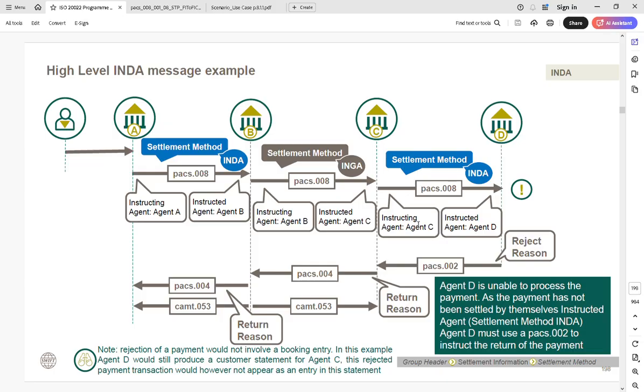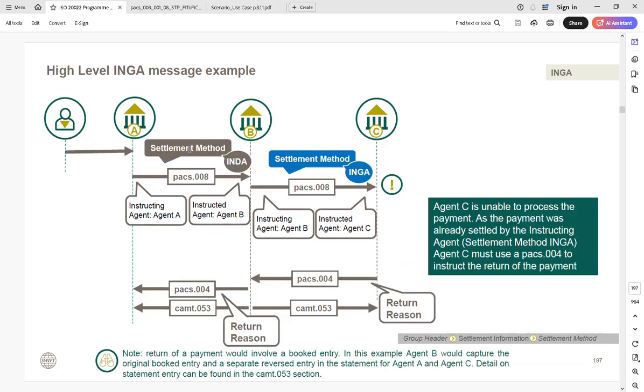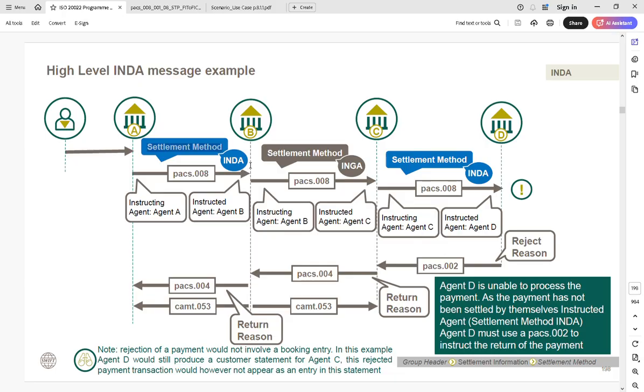So here, the first settlement method is INDA, instructing agent, meaning who is doing it on behalf of B. So the instructing agent is doing this settlement on the first chain from A to B. That's why it is instructing agent A, and it is given to instructed agent B. The one who is sending the payment is always the instructing agent. The one who is always receiving the payment is the instructed agent. That's why it is B.